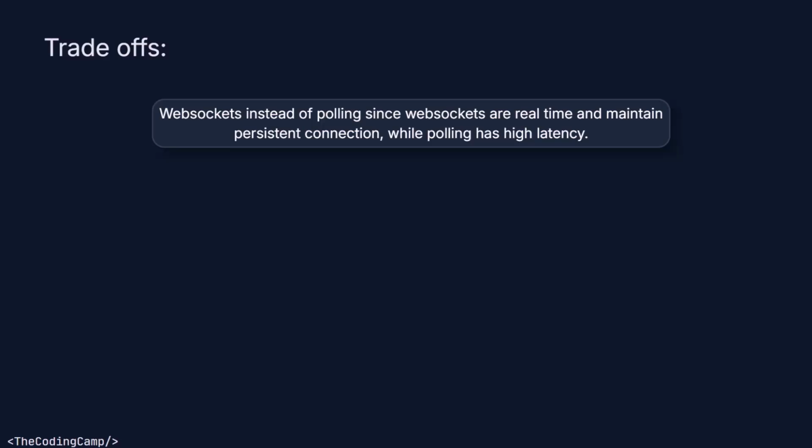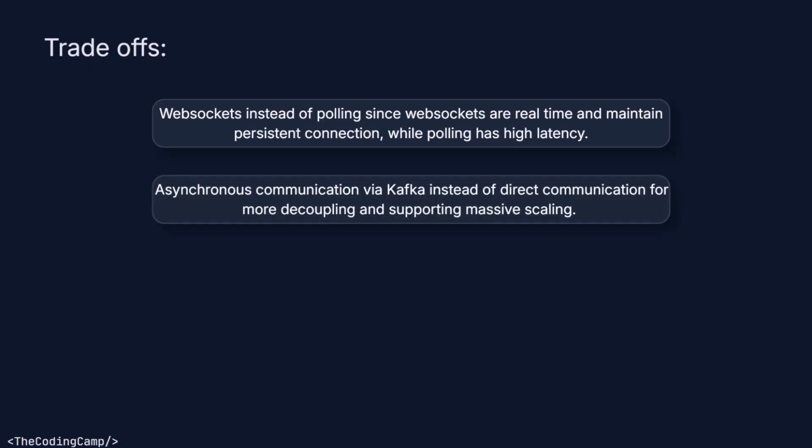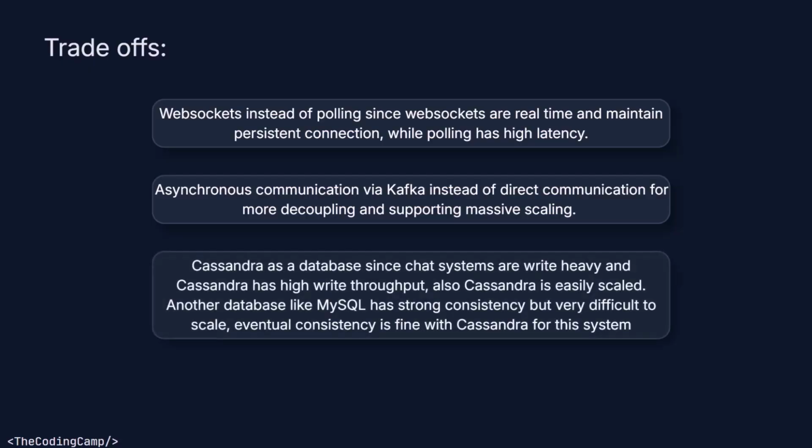I choose asynchronous communication via Kafka instead of direct communication for more decoupling and supporting massive scaling. I choose Cassandra as a database since chat systems are write-heavy and Cassandra has high write throughput. Also, Cassandra is easily scaled.